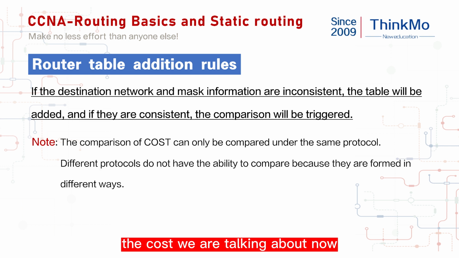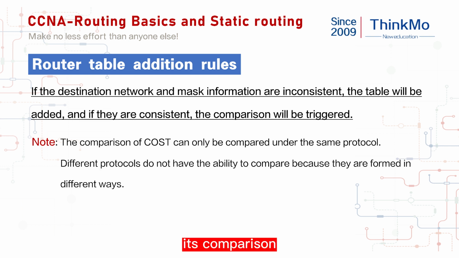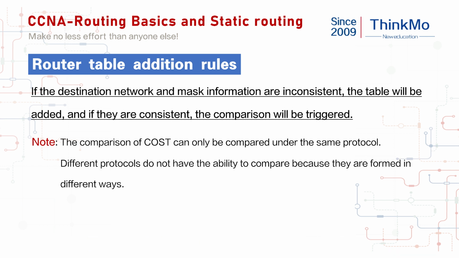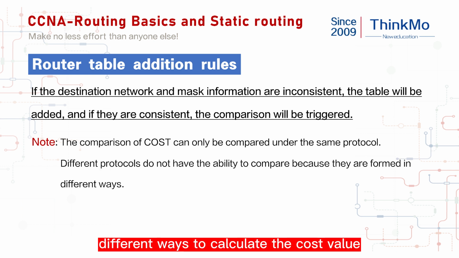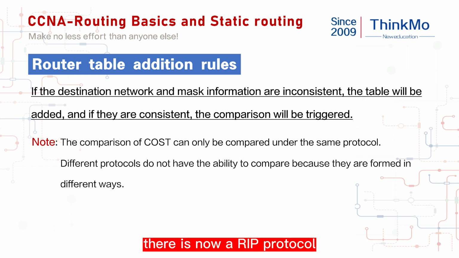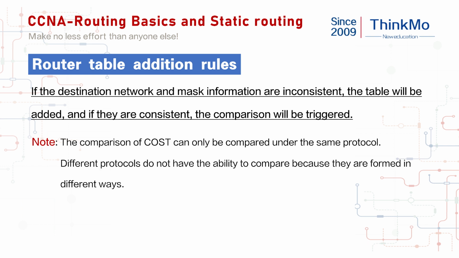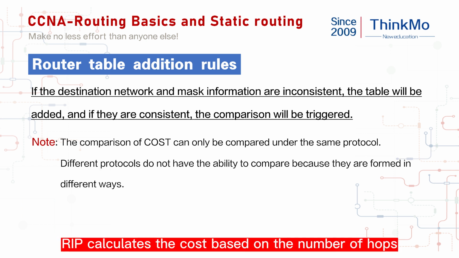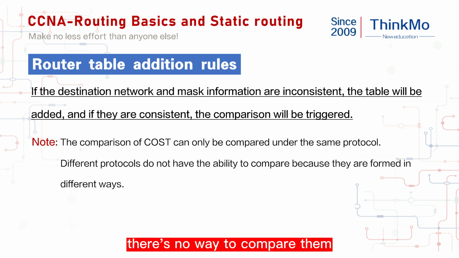But here is a caveat. The cost we are talking about, the routing metric, can only be compared under the same protocol. Because different protocols form the routing metric differently, that is, different protocols have different ways to calculate the cost value, so there is no ability to compare. For example, there is now a RIP protocol with cost 1, and the cost in OSPF is 10. The cost of RIP cannot be compared with the cost of OSPF, because RIP calculates the cost based on the number of hops, while OSPF calculates the cost based on bandwidth. They are two different protocols, so there's no way to compare them.